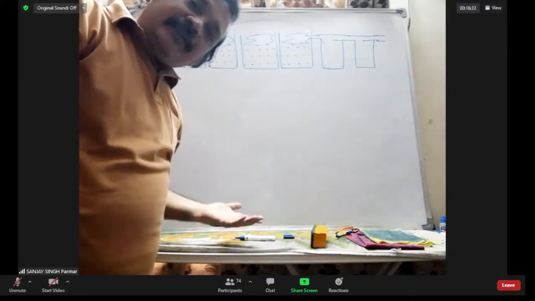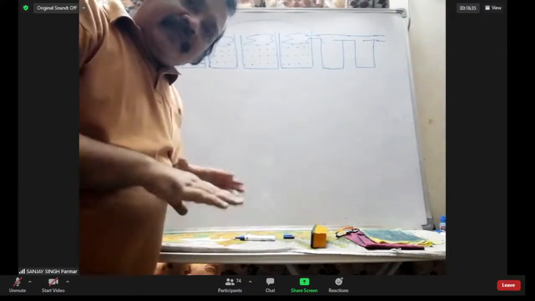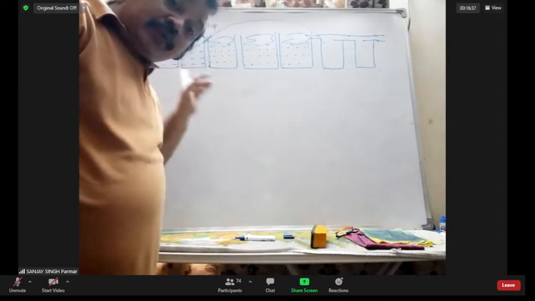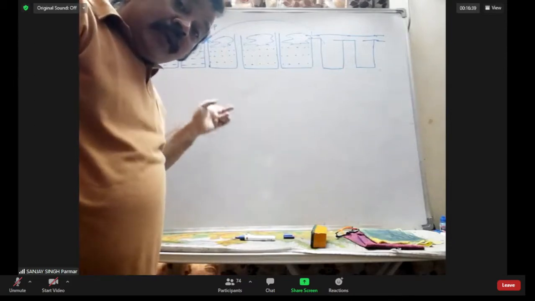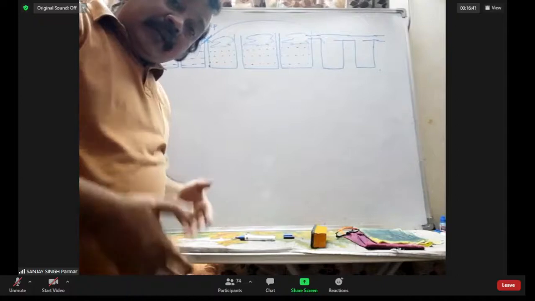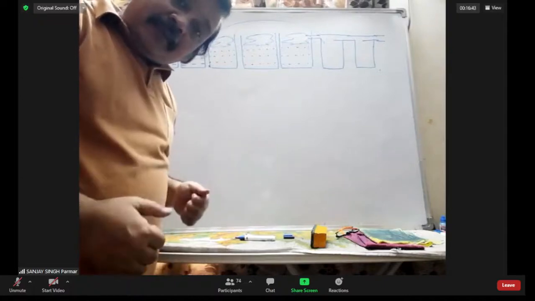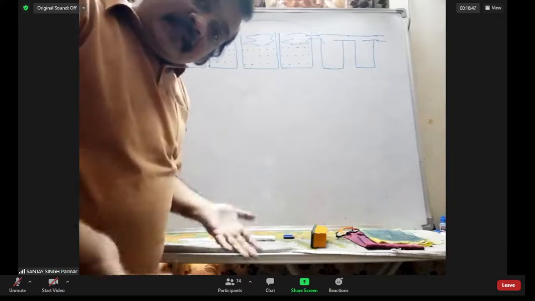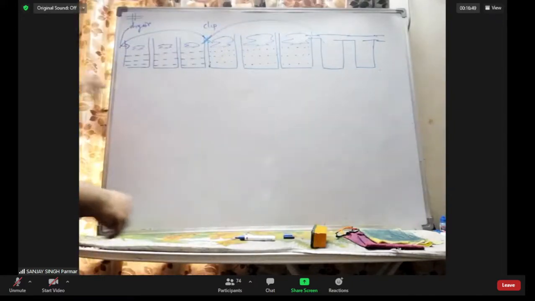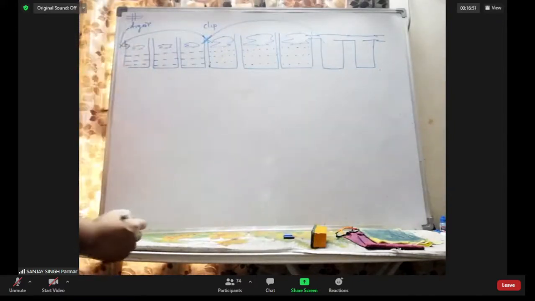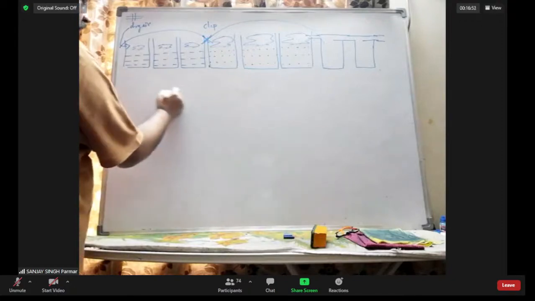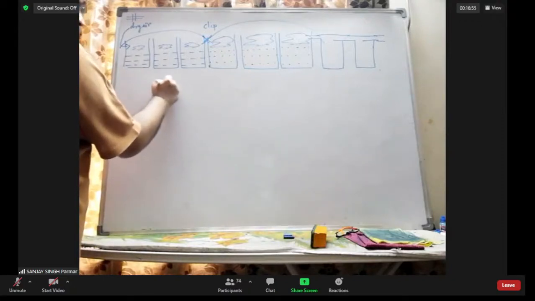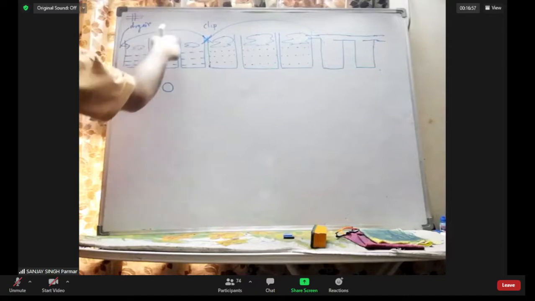Why is it more in the solvent? Because in the solvent, the surface is not blocked. In the solution, the surface is blocked. When the surface is blocked, there is less evaporation. Less evaporation, less vapor. Less vapor, less vapor pressure. Now we are passing dry air. Let us assume this is the dry air. Now the dry air is going here.